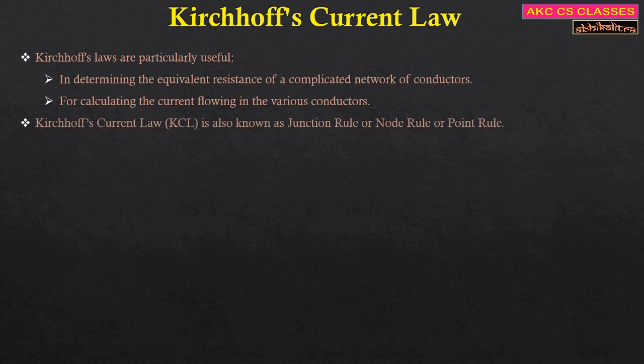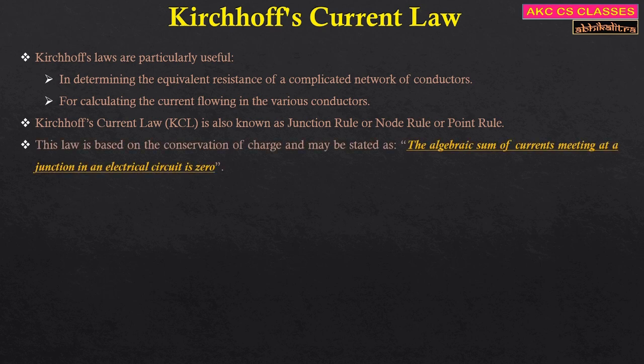So Kirchhoff's current law is also known as the junction rule, or the node rule, or the point rule. Now we want to know what a junction is. A junction is a point where many wires meet, or a point where distribution of current takes place. Therefore it is known as a node or a point rule, because the point at which many wires meet or the distribution of current takes place can also be called a node.